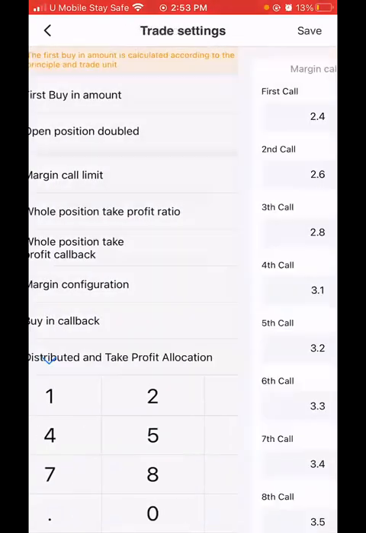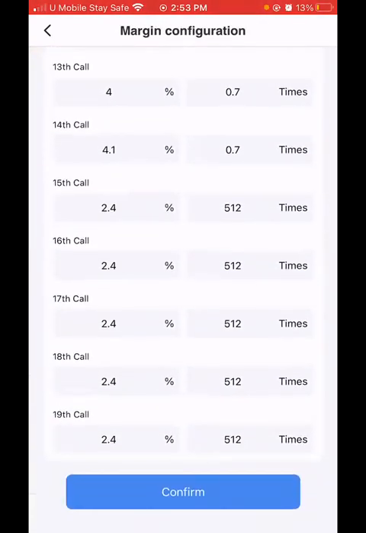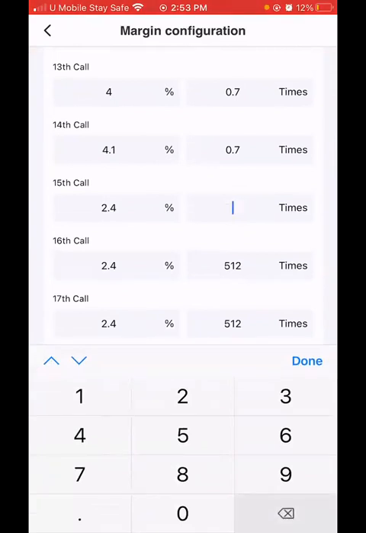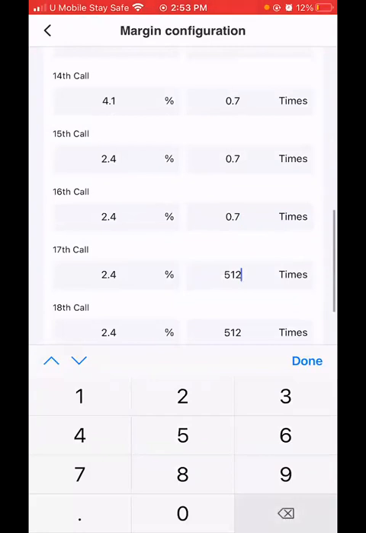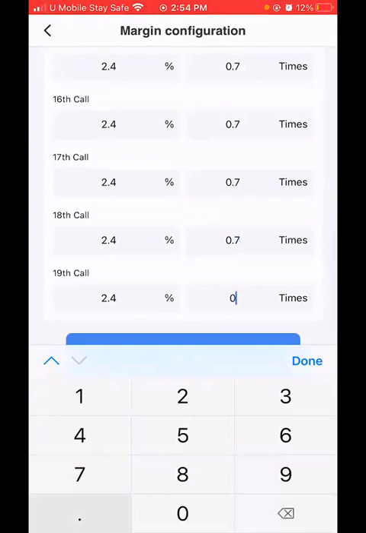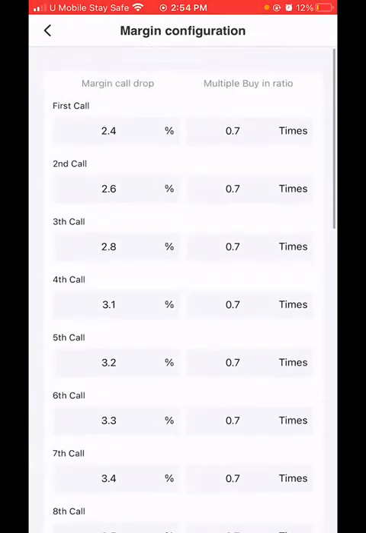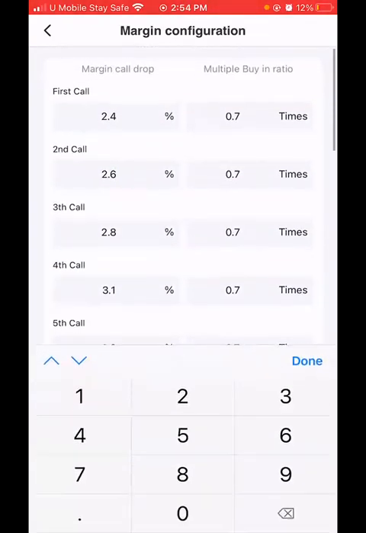Let's click it too. Okay, this is the 19th call. So what do you change here? You go ahead, 0.7. Now for this guy, the parameters will change. Why? He has more money now, so he could make more calls. So we have to come on top of here and start reducing.